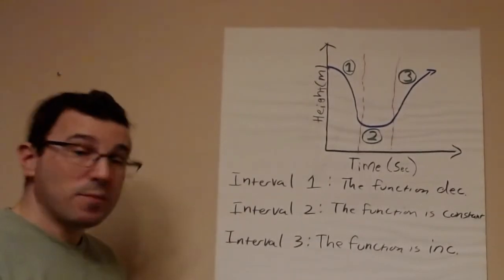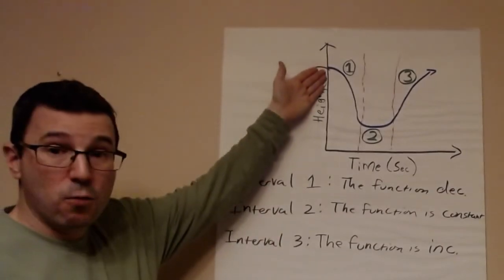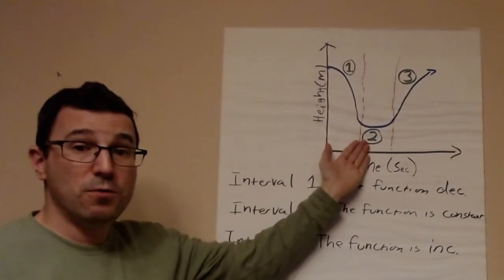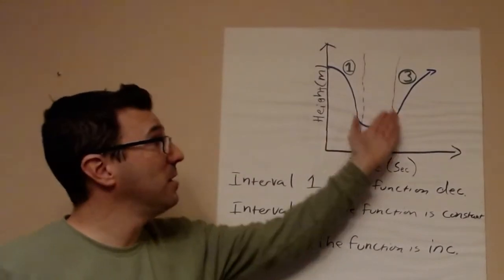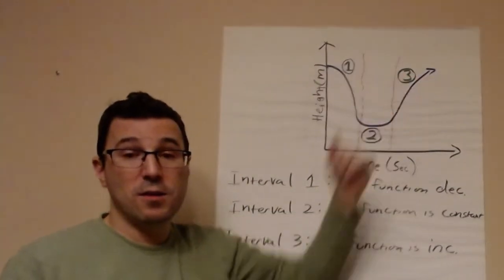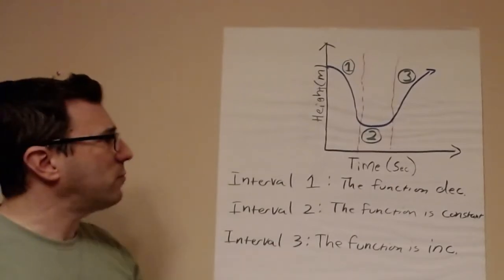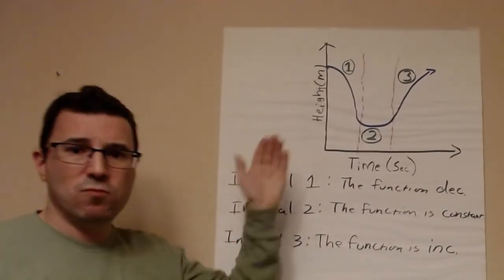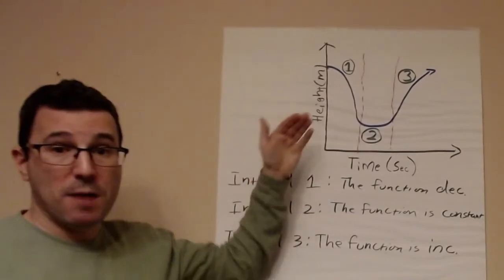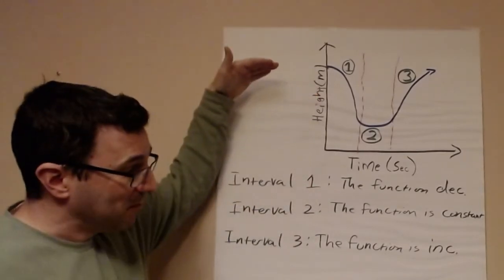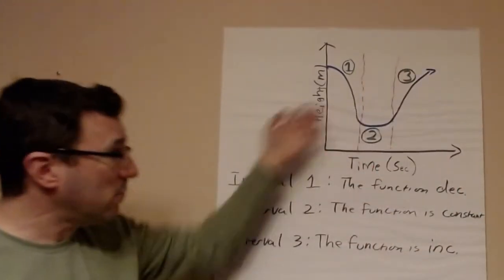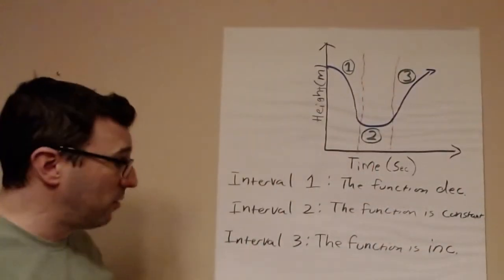All right. So, interval 1, the function's decreasing. Interval 2, the function here is constant. Interval 3, the function is increasing. Maybe this is someone on one of those skateboard ramps, and they're starting at the top, and they're coming down, and they hit the flat part, and they come back up. And that's what it looks like. That's what it could be.